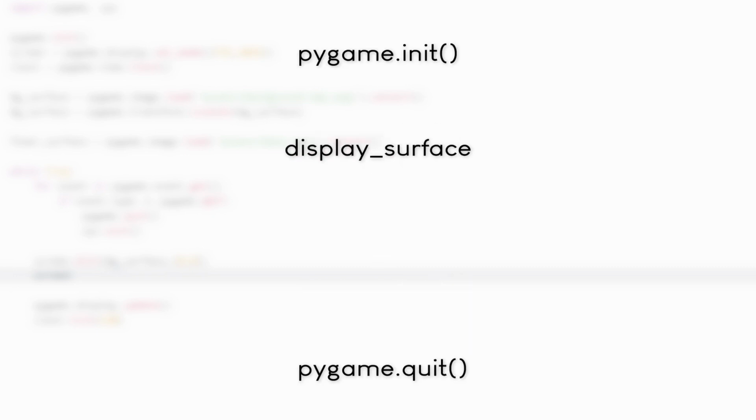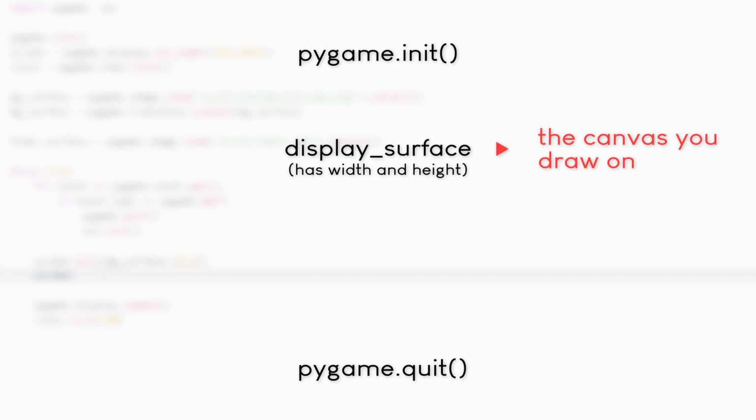So how can we draw stuff in between? Well, the most fundamental concept is a display surface. And this is basically a canvas we can draw on. And once you have this canvas, you could actually run your code and see a black screen for just a second.